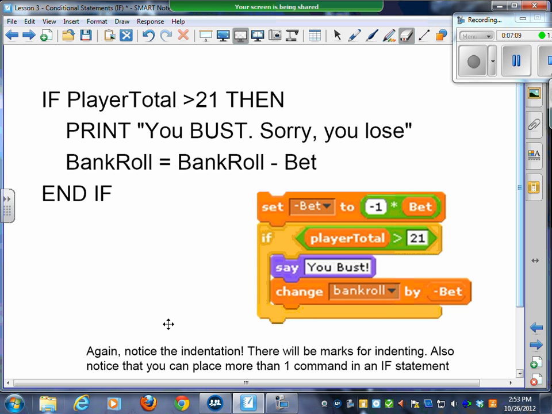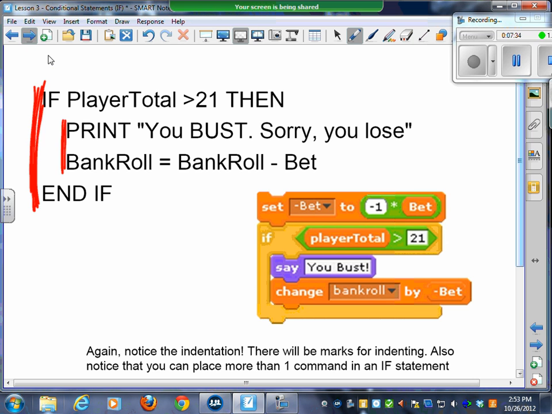Okay, notice the indentation. There will be marks for indentation. If you don't have things indented properly, you're going to lose marks. It is important. It doesn't change how the program runs, but it's a whole lot harder to read when you don't have any indentation at all. The if and the end if should be lining up. They should be at the same level.